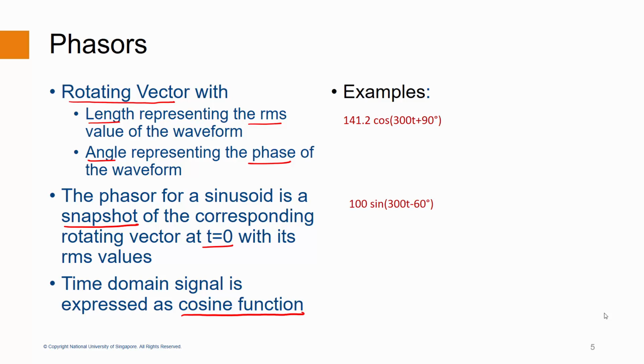For the top right one, the RMS value is 141.2 divided by root 2, which is 100, and the phase angle is plus 90 degrees. Thus, we can draw the phasor as follows.